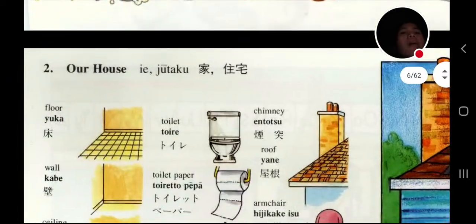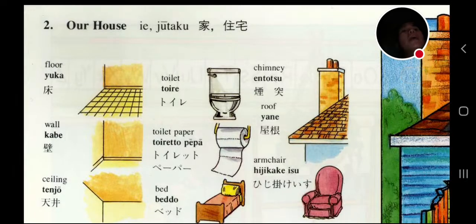Next, we have the house. Our house. House is jutaku. Jutaku or iye. Meron pa kayong uchi, no? Uchi, sama natin. Uchi, iye, jutaku. Jutaku is much more formal. For example, if you will be writing, using it in written form, jutaku is much better.